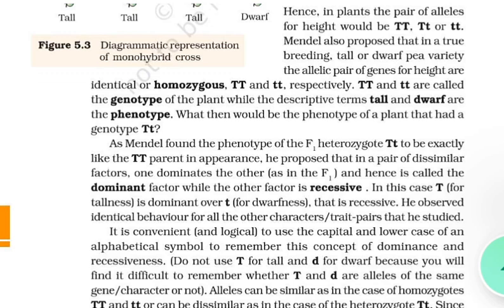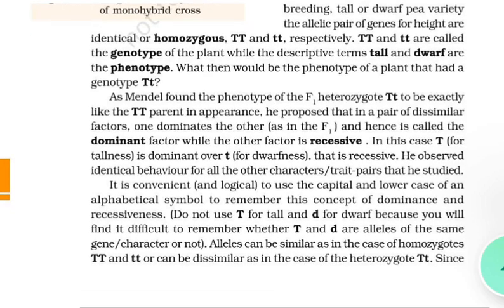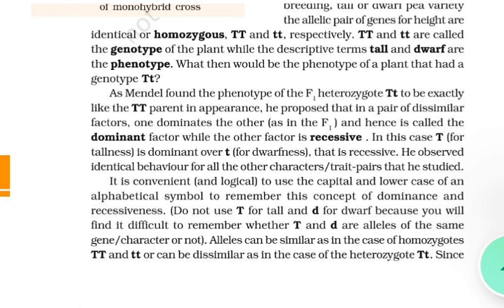What then would be the phenotype of a plant that had a genotype capital T small t? It will be tall. What will we call it? Tall. Okay.